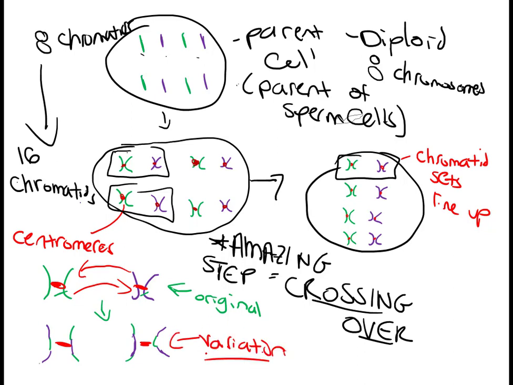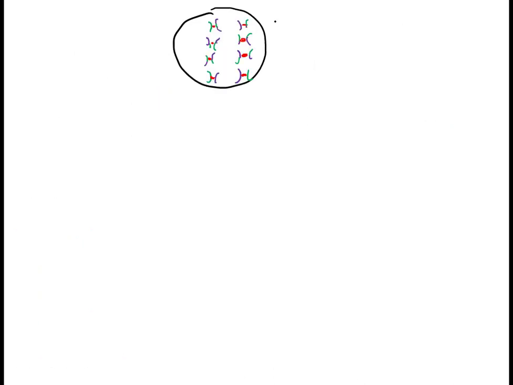This is why 2 siblings, unless they're identical twins, will never be identical. You could never be identical to one of your siblings because of this step, crossing over, that happens in meiosis. So where we're at now is we still have this one single cell that has 16 chromatids, but all of the chromatids are all swapped up and mixed up. So we had crossing over already. And each one has a set that's lined up. Set 1's lined up here, set 2's lined up here.